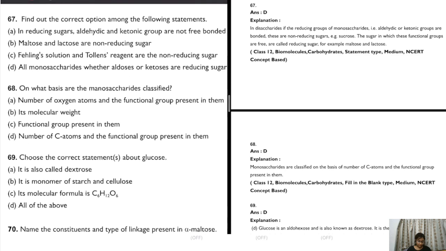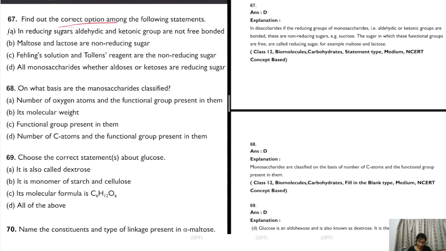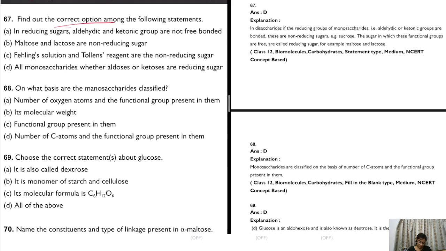I hope it is visible. Find out the correct option among the following statements. In the reducing sugars, aldehyde and ketonic groups are not free, bonded. This is wrong. They are freely available. That is why they are reducing sugars. Maltose and lactose are non-reducing. This is also not correct. They are reducing sugars. We saw that earlier. Fehling's solution and Tollens' reagent are the non-reducing sugars. This is totally incorrect. They can be reduced by the reducing sugars.